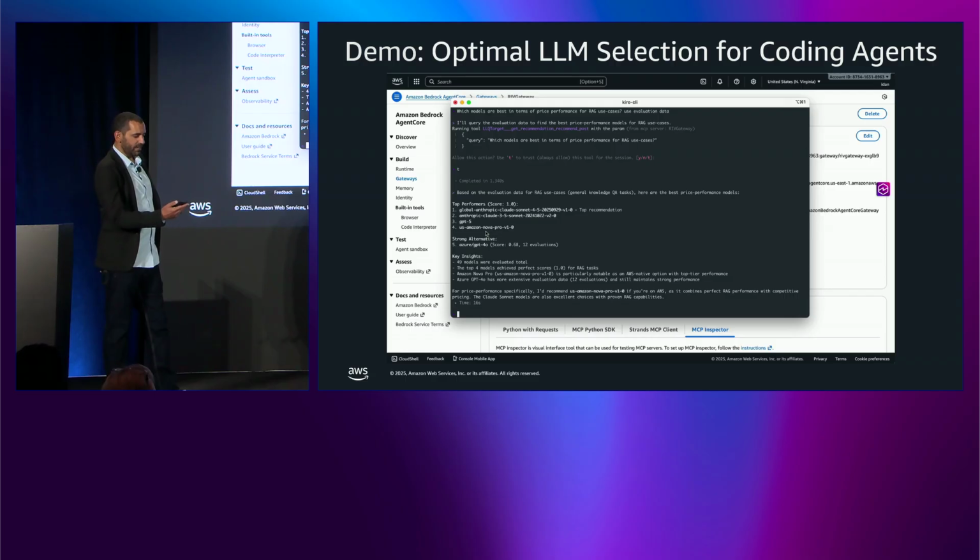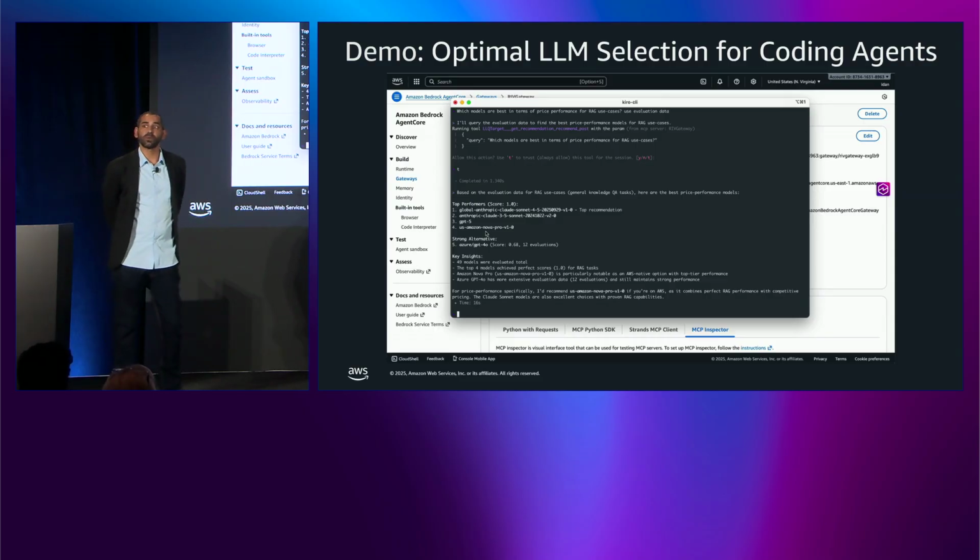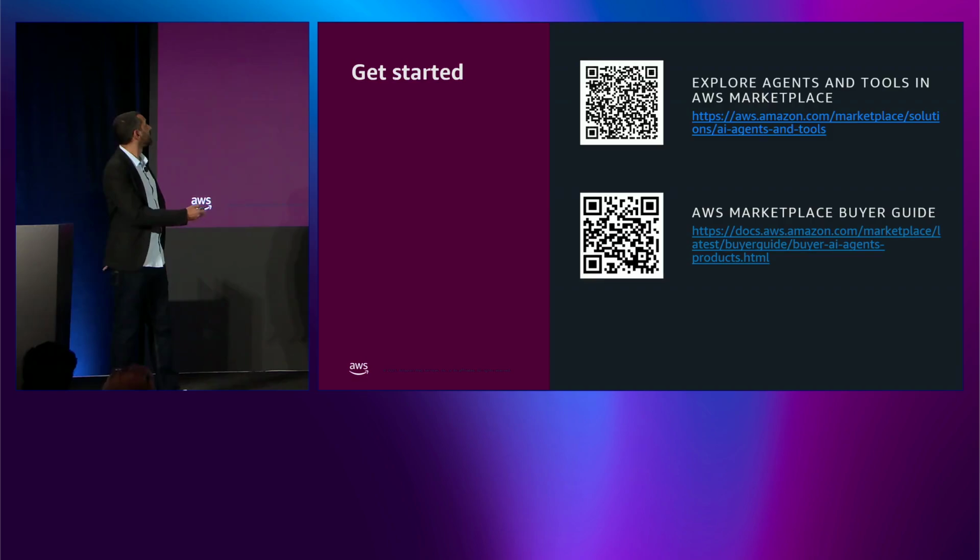So that's the end of our demo. You saw very simply and very quickly how to purchase a product, launch it on Agent Core Gateway, and then get started using the product on Gateway.